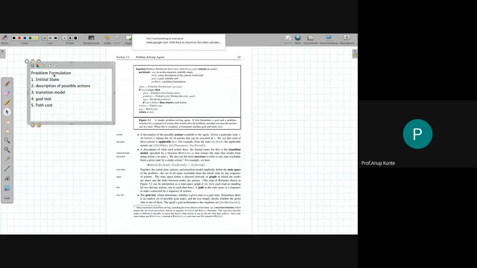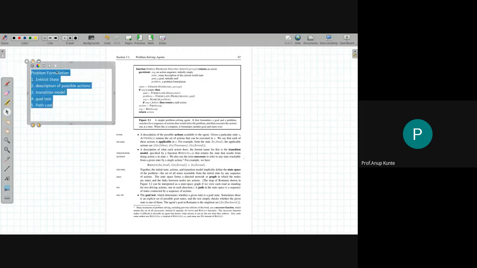Today we'll start where we left last lecture. So we'll start from the point where we left last lecture. So we are talking about something which is referred to as problem formulation.